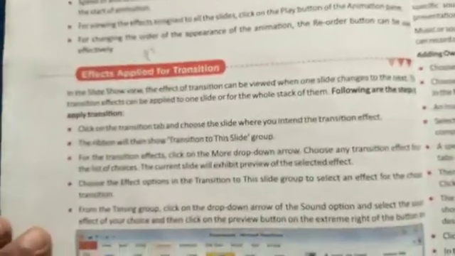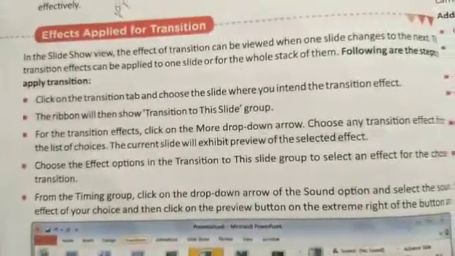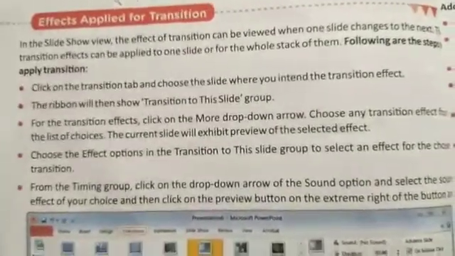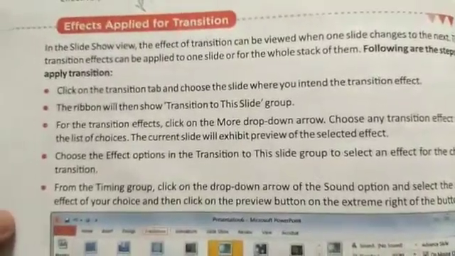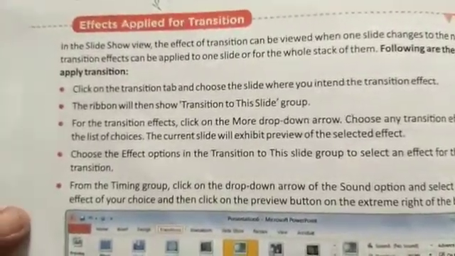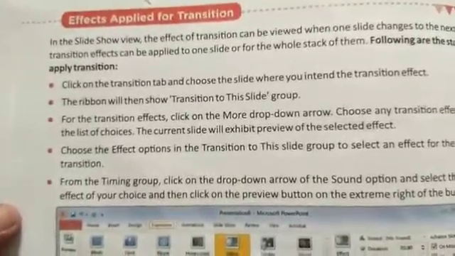Following are the steps we have to follow. Click on the transition tab and choose the slide to which you intend to apply the transition effect. Just select any slide which you want to apply the transition effect to. The ribbon will then show the transition to this slide group.